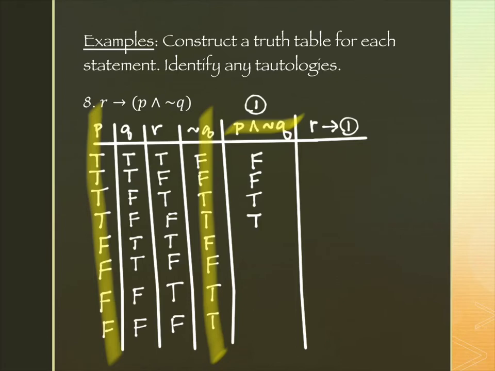How about the last 4 rows? P is false in all of them, right? So if P is false, if it were a conditional, it would be true, but this is an and statement. So I've got some falses and trues, but an and statement is only true when both statements are true. And in the last 4 rows, P's false. So I don't have a true statement. It will be false in the last 4 rows.